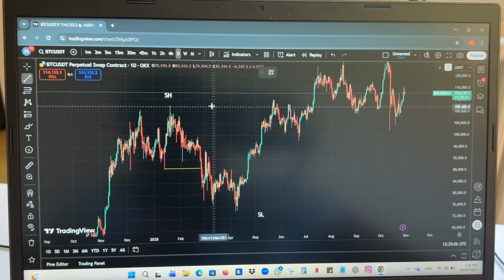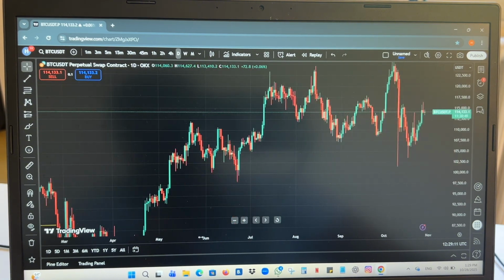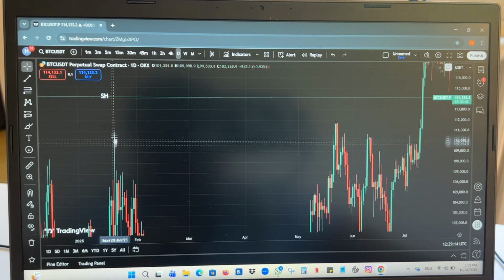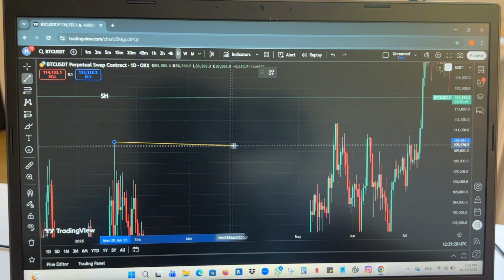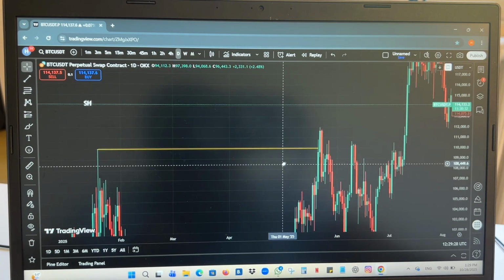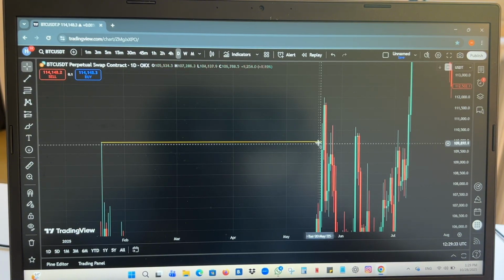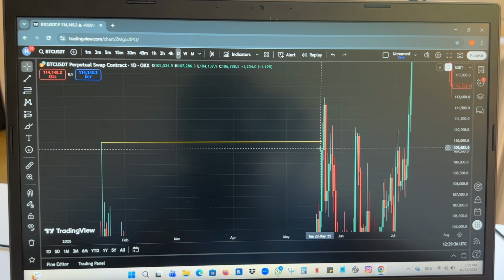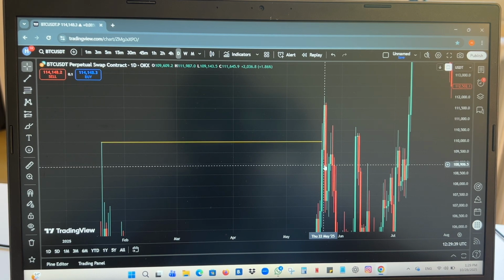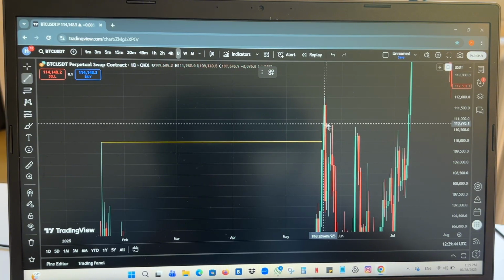We need to go for this swing high. We need to zoom it out and get this line to the wick, that last point, to this wick, and it should be a straight line. Now when you zoom it out, you need to see that it's not touching a candle body. It's touching a wick.